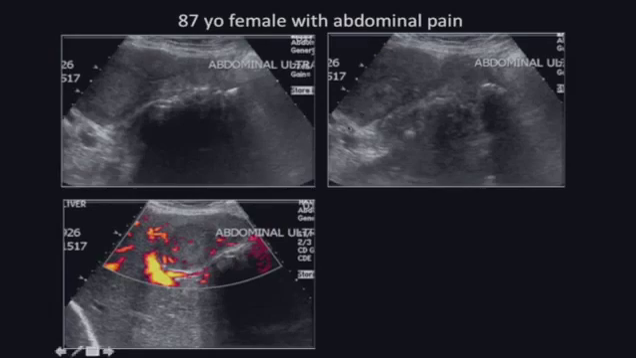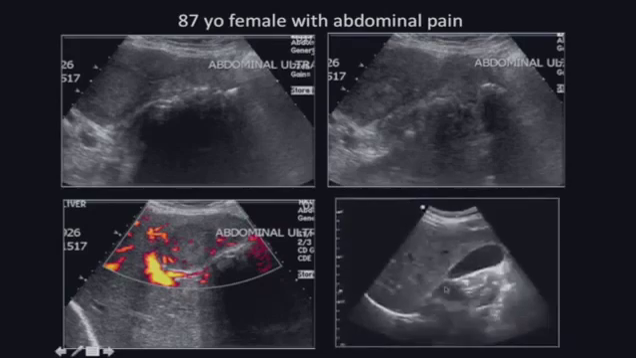Here's an 87-year-old female presenting with abdominal pain. Previous ultrasound studies show a normal gallbladder. On the current exam within the gallbladder fossa, we don't see the gallbladder, but we do see a heterogeneous, predominantly hypoechoic mass with multiple focal areas of shadowing echogenic foci, likely related to gallstones within the gallbladder.